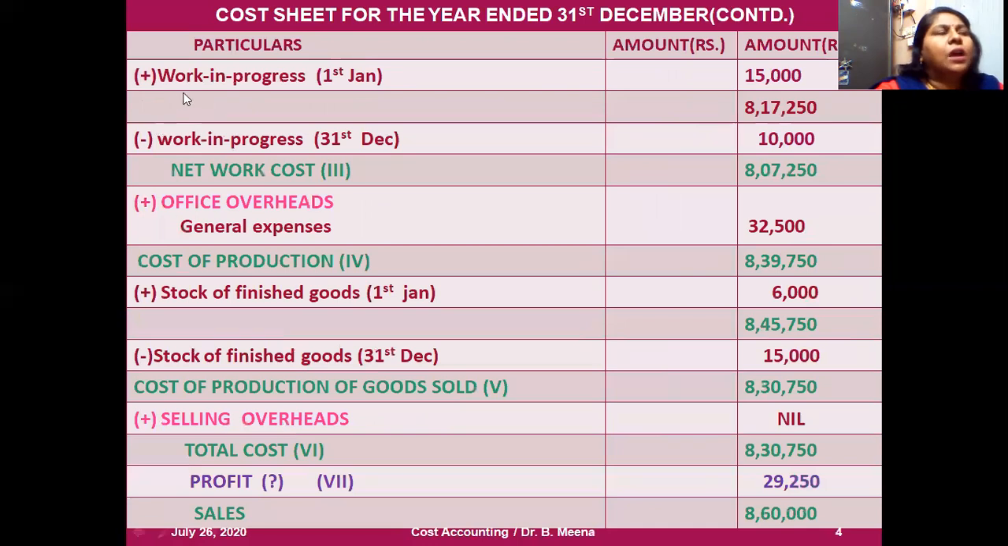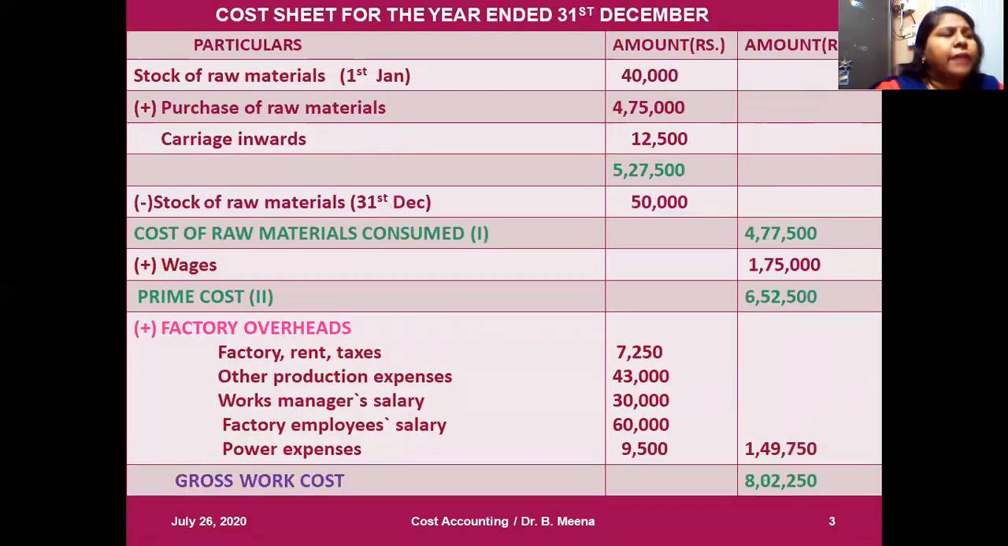After the gross work cost, I should add the opening work in progress; always the opening is to be added in the cost sheet. And from that resulting answer, I should deduct the closing work in progress, which is given in the problem. Then the answer name will be net work cost. If nothing is given about the work in progress in the problem, then whatever expenses you added under factory overheads, the resulting answer will be called just work cost. You get the gross and net work cost terms when the problem has information about the work in progress. I think all are clear.